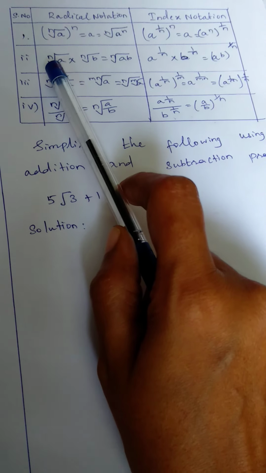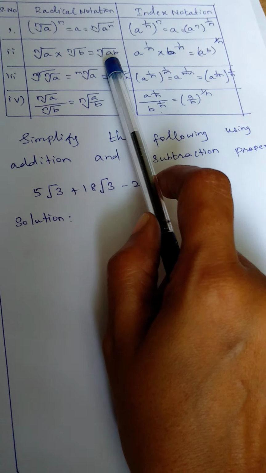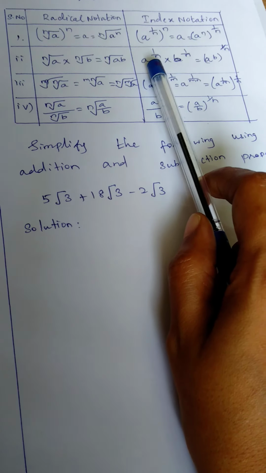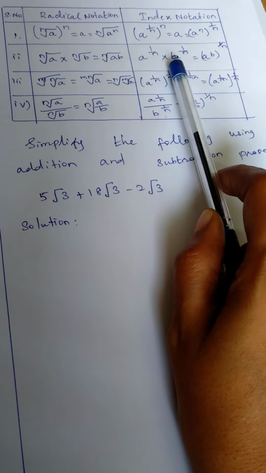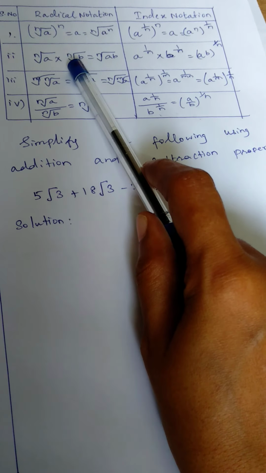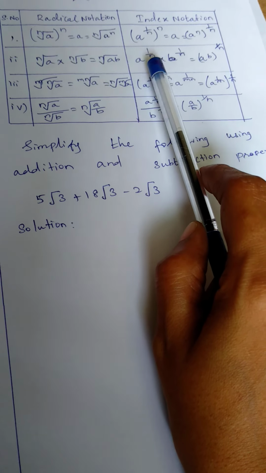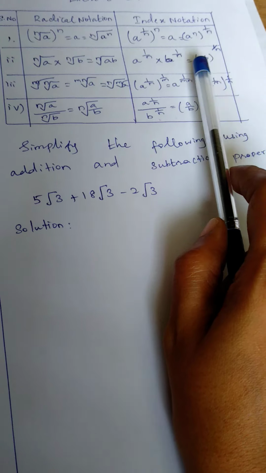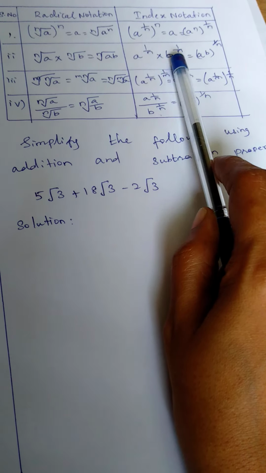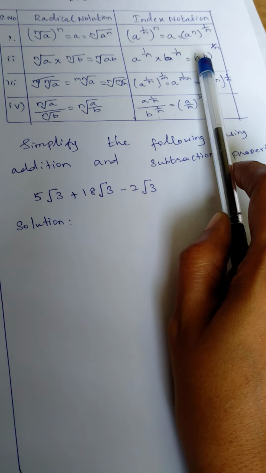Next one: the nth root of a into the nth root of b equals the nth root of ab, they are telling. So we write a power 1 by n into b power 1 by n. The nth root means we can write ab power 1 by n, equal to (a into b) the whole power 1 by n. Why? Because a and b have the common power, so it is ab the whole power 1 by n.